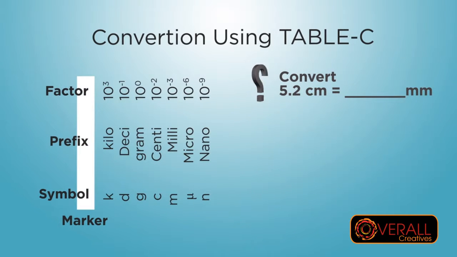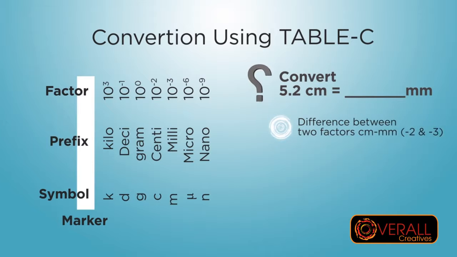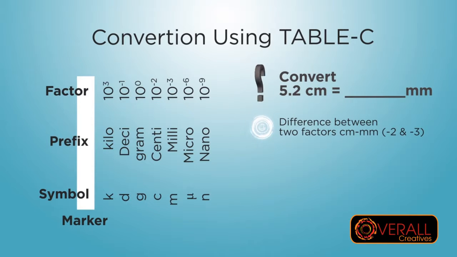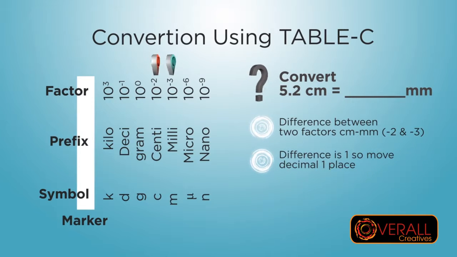Example 1, convert 5.2 centimeters to millimeters. Okay, first thing I want to do is find the difference between the two factors. So if we look at centi on our chart, centi is going to be here, and it's 10 to the minus 2. So we're going from 10 to the minus 2, and then milli is right next to it at 10 to the minus 3. So the difference between the two factors, minus 2 and minus 3, is going to be 1. So I'm moving my decimal point one place.